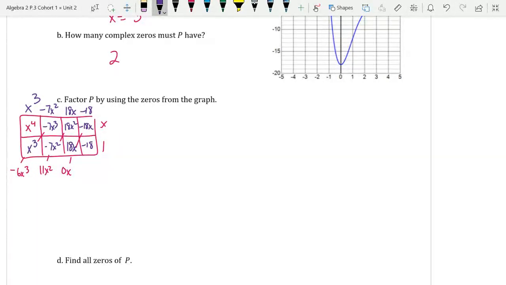So from this first step, I can say p of x is equal to the factor x plus 1 and x cubed minus 7x squared plus 18x minus 18. Unfortunately, that cubic I just created is not factorable. So I need to do another division problem. But this time when I do my division, I'm going to use the other factor.